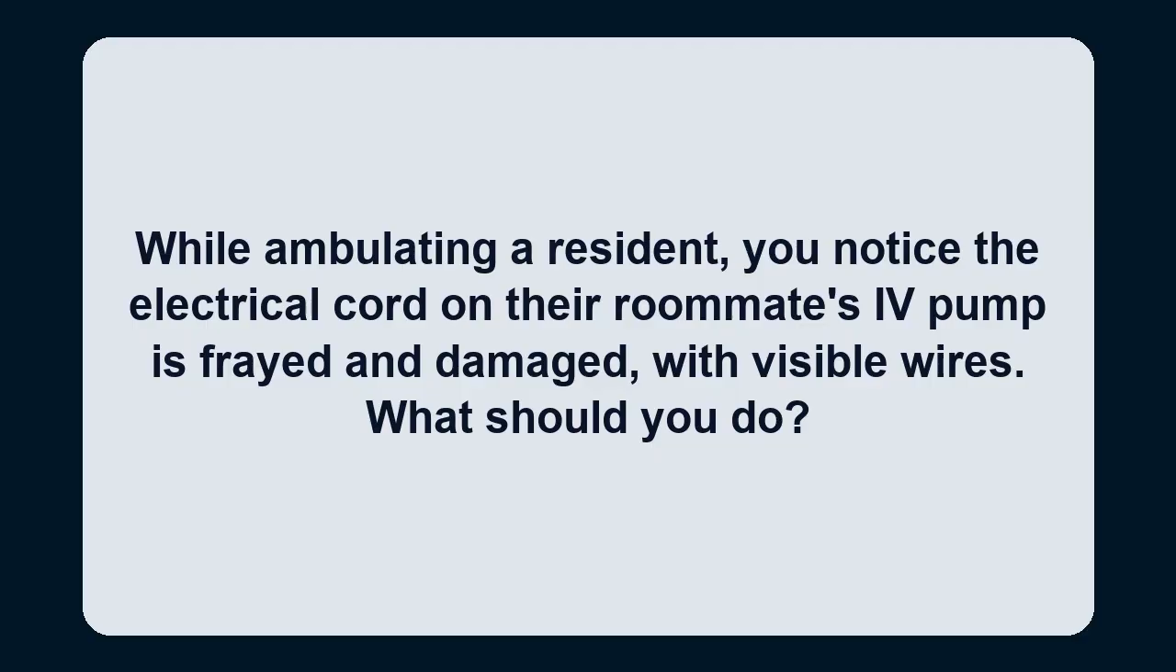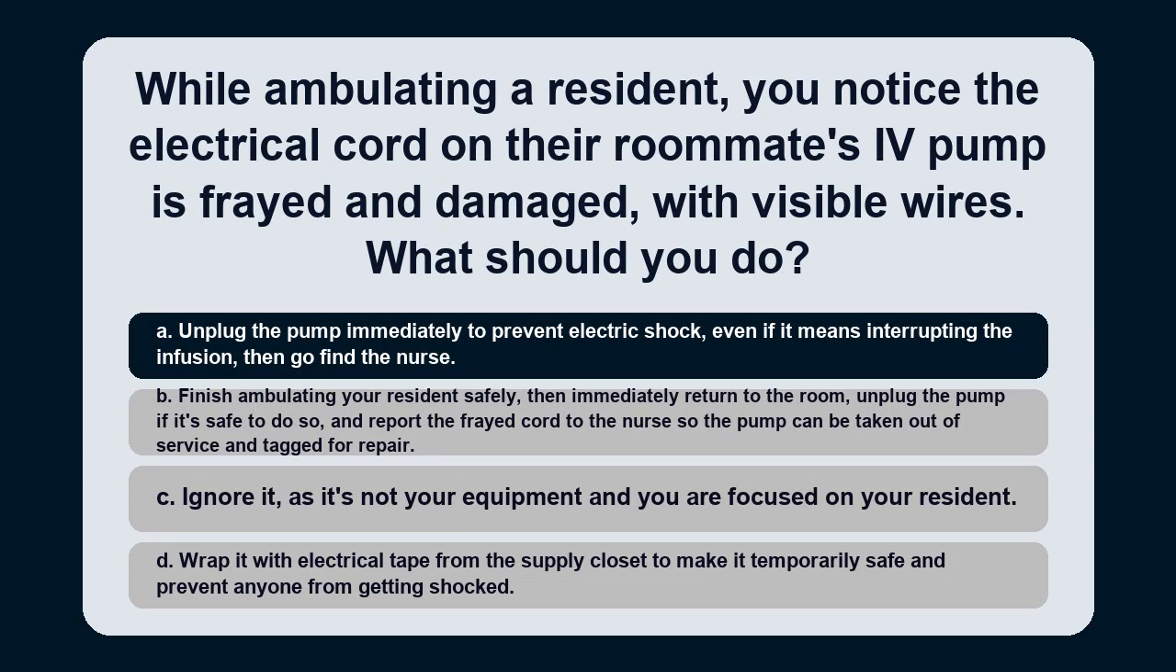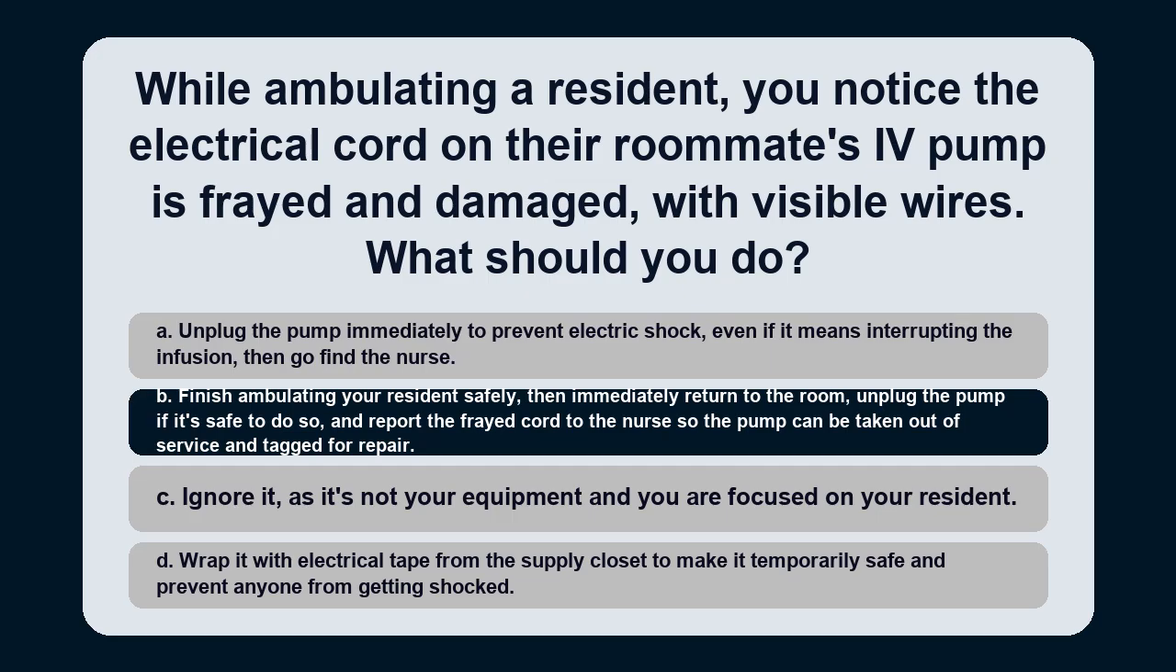Question 5. While ambulating a resident, you notice the electrical cord on their roommate's pump is frayed and damaged with visible wires. What should you do? Option A. Unplug the pump immediately to prevent electric shock, even if it means interrupting the infusion, then go find the nurse. Option B. Finish ambulating your resident safely, then immediately return to the room, unplug the pump if it's safe to do so, and report the frayed cord to the nurse so the pump can be taken out of service and tagged for repair.